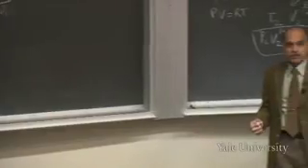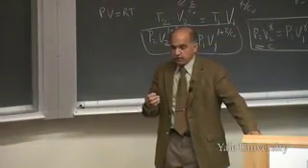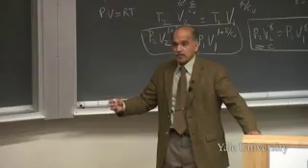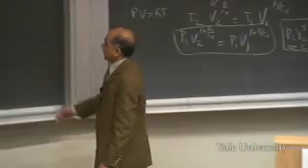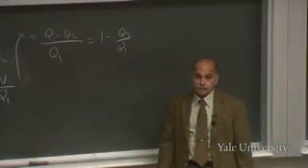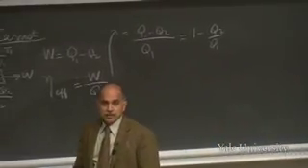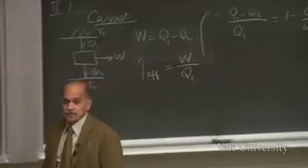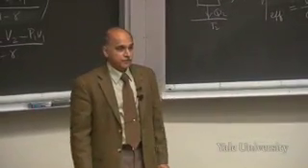So in every engine, some heat is taken in, some of it is converted to work, and some of it is rejected. To the extent heat is rejected, the efficiency is less than 1 because Q2 over Q1 is subtracted from 1. So you can ask yourself, why not build an engine in which you just don't reject any heat downstairs? Why not take all the heat and convert it to work?